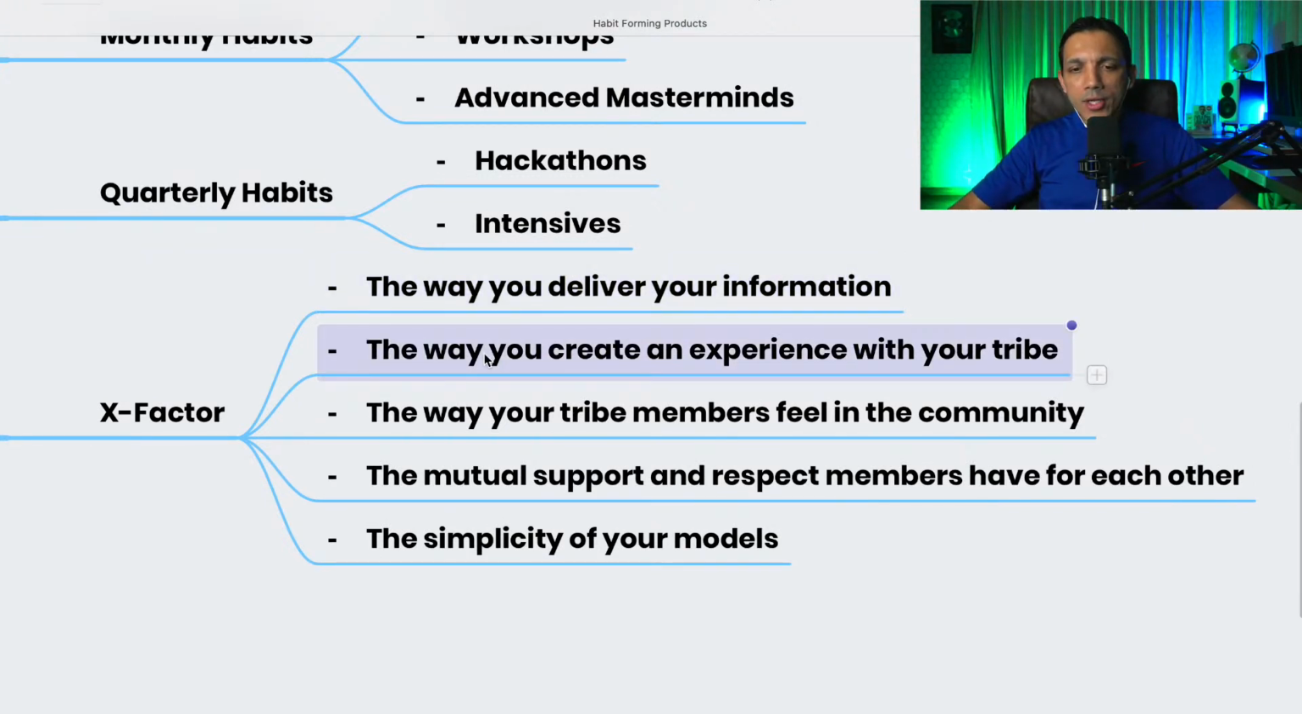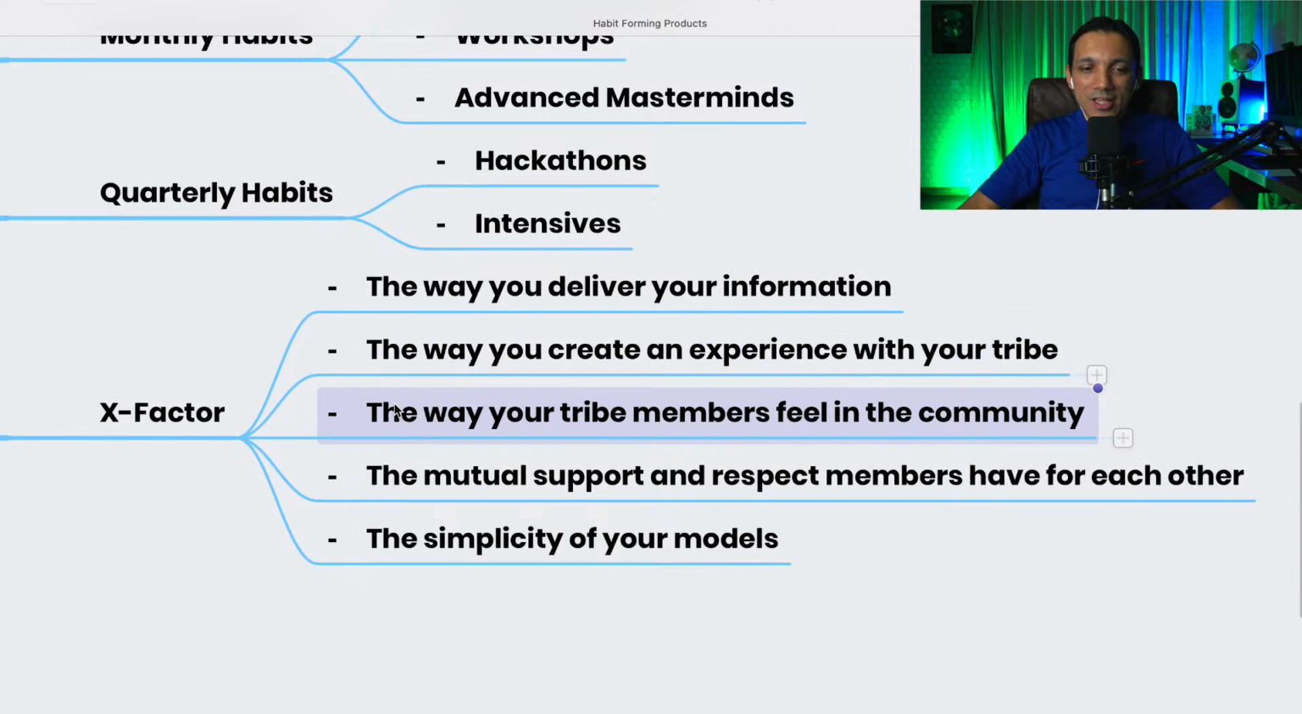2 is the way that you create an experience within your tribe. Whenever people come for my hackathon and other sessions, a lot of music is playing, and we have music after that. We have all kinds of really good engagement and interaction that happens with members. So they feel great, like how they go and buy a ticket to go and watch a movie, that kind of an experience they get inside when they come into any of my training programs.